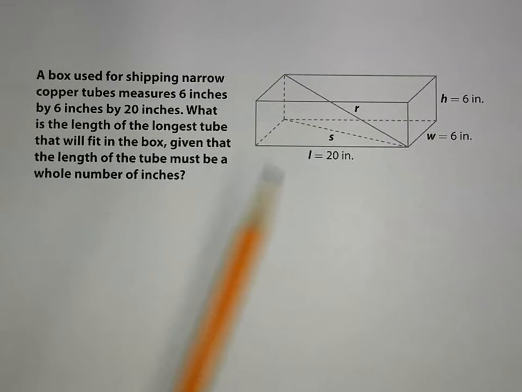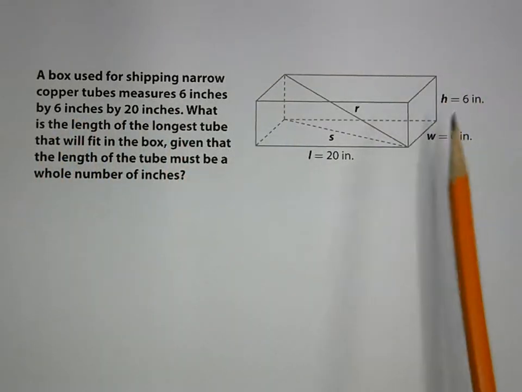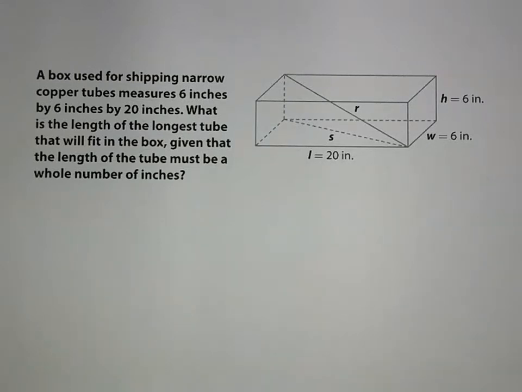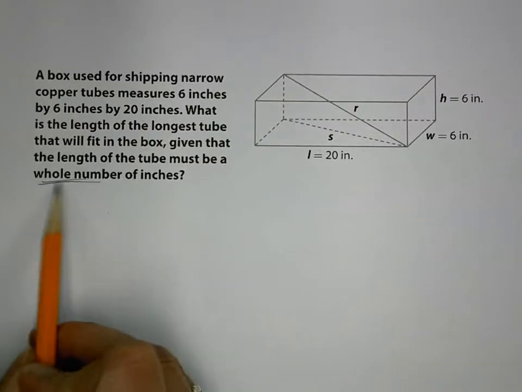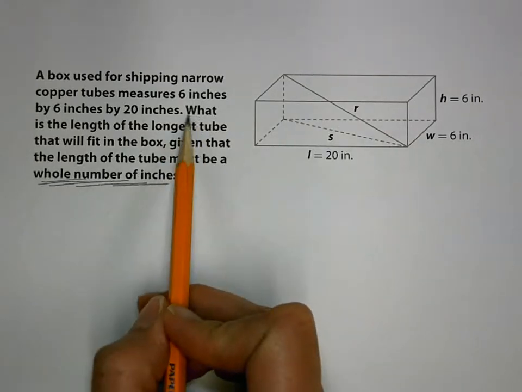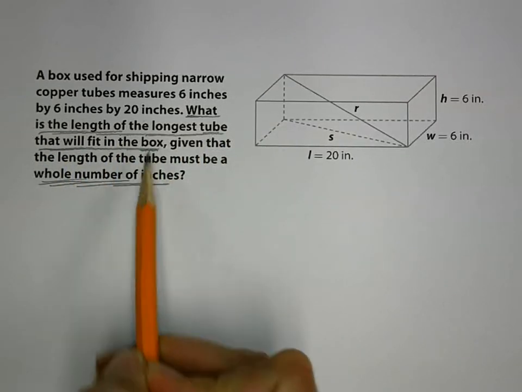A box is used for shipping narrow copper tubes, and it measures 6 by 6 by 20. What is the length of the longest tube that will fit in the box, given that the length of the tube must be a whole number? I'm going to ignore that for a minute because that's just in regards to our answer. We're going to make sure we answer in a whole number. But they want to know what is the length of the longest tube that would fit in the box.